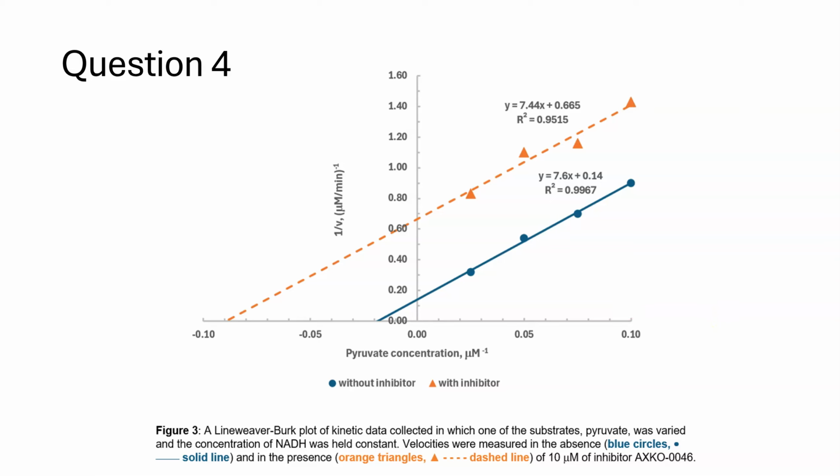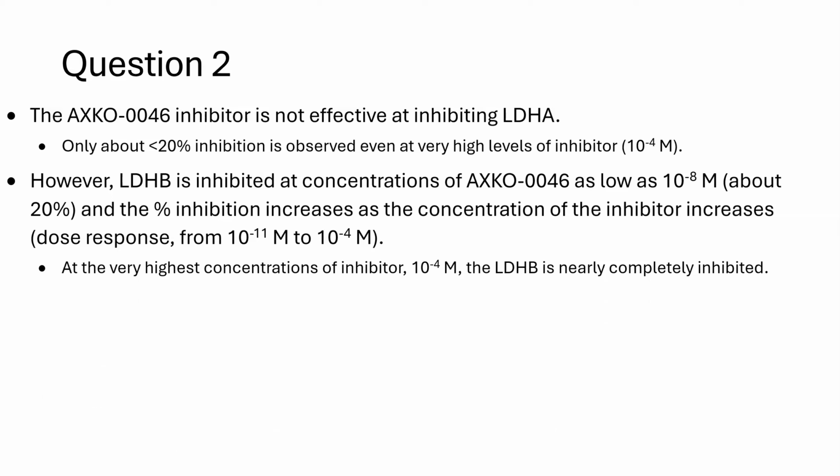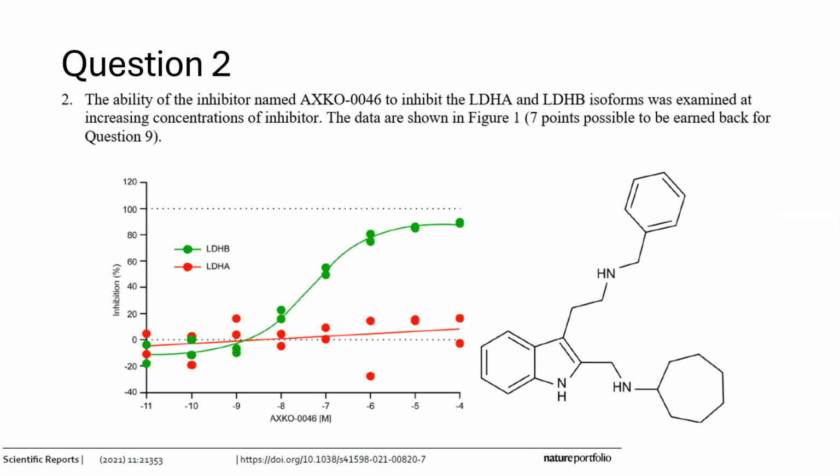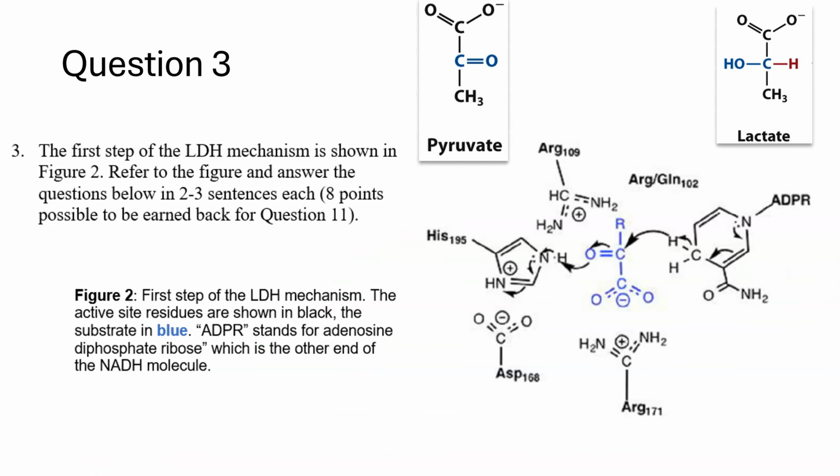So if I go back to the structure of this inhibitor, if I go way back here, we can see that this does not look at all like anything that can bind to the active site. And we can look here, and there's our active site. And we can see that if the pyruvate and the NADH, those two substrates, are binding to the active site, that inhibitor is not going to bind to the active site.